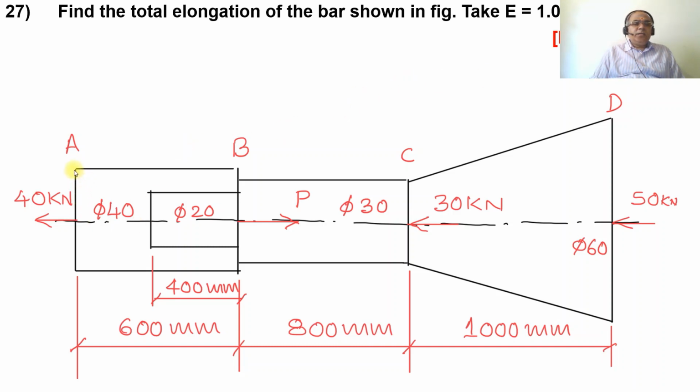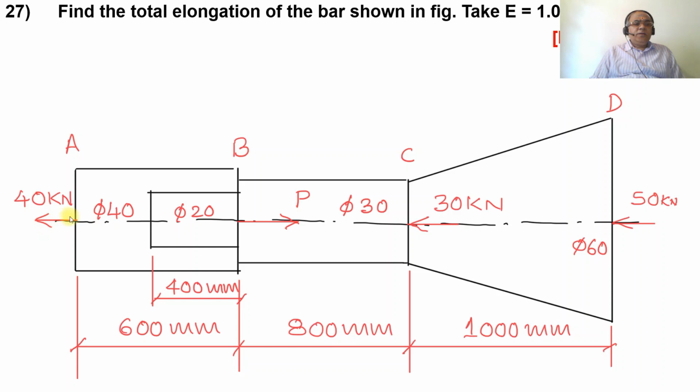Here you can see there is a section between A and B, which is a circular bar of diameter 40 mm with a 20 mm diameter bored inside for a length of 400 mm, for a total length of 600 mm. Then there is a uniform bar of diameter 30 mm with a length of 800 mm, and a uniformly tapering round bar from 30 mm diameter to 60 mm diameter from C to D over a length of 1000 mm.